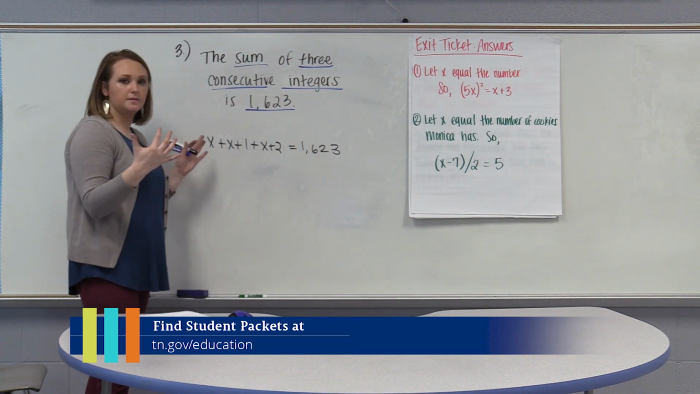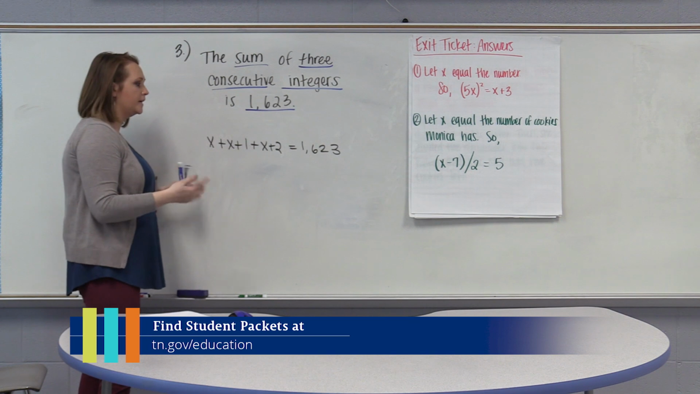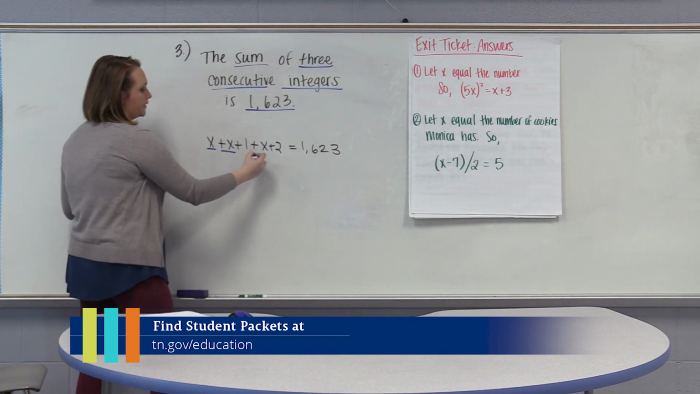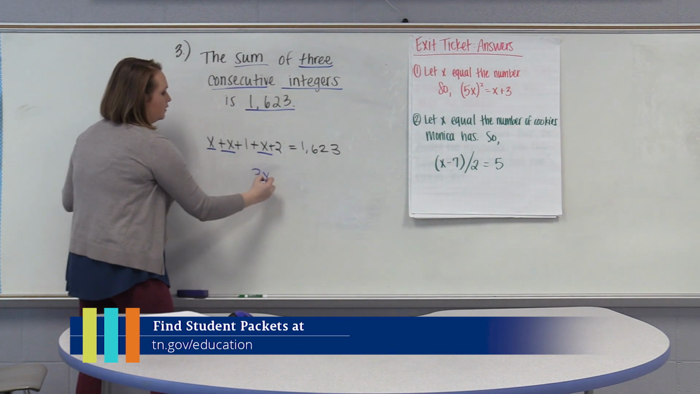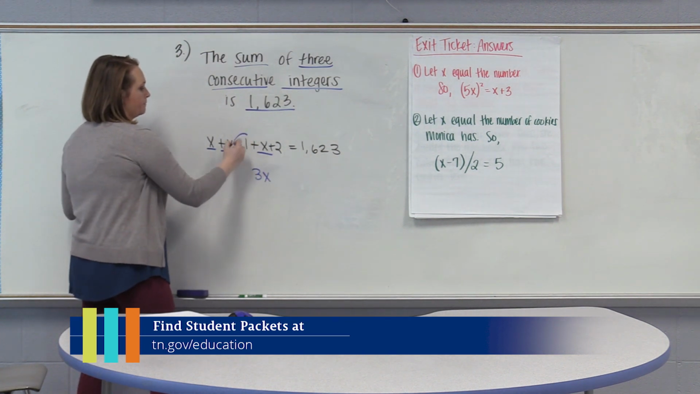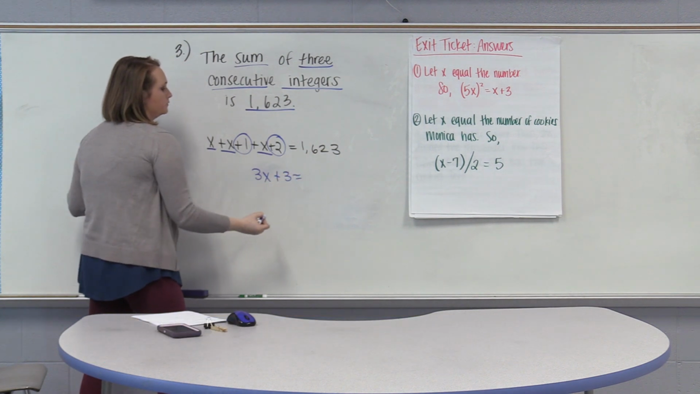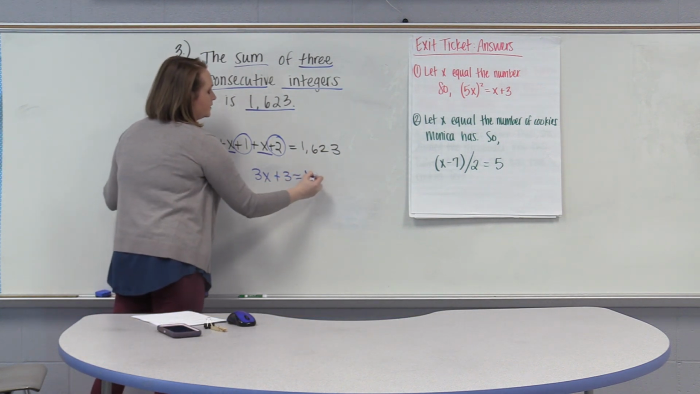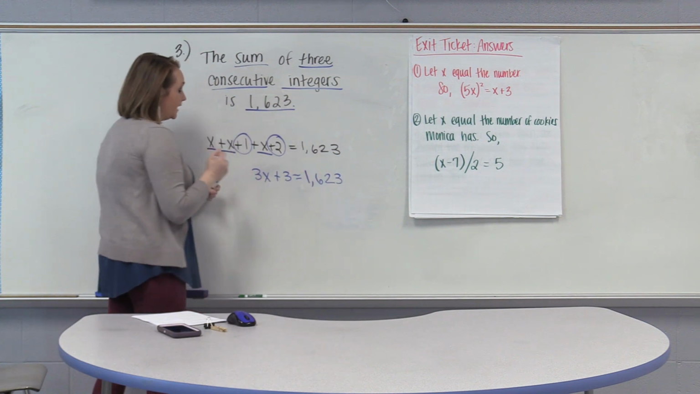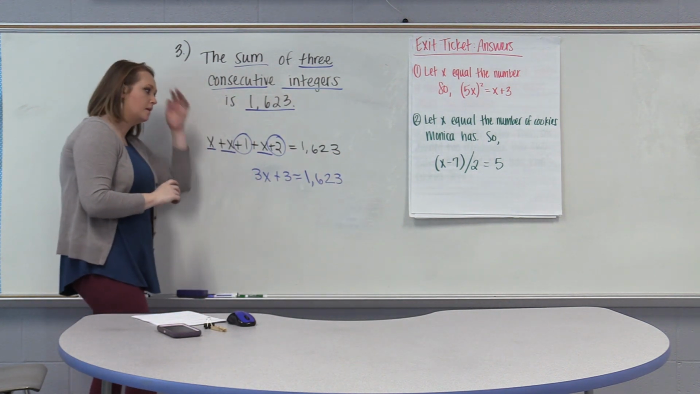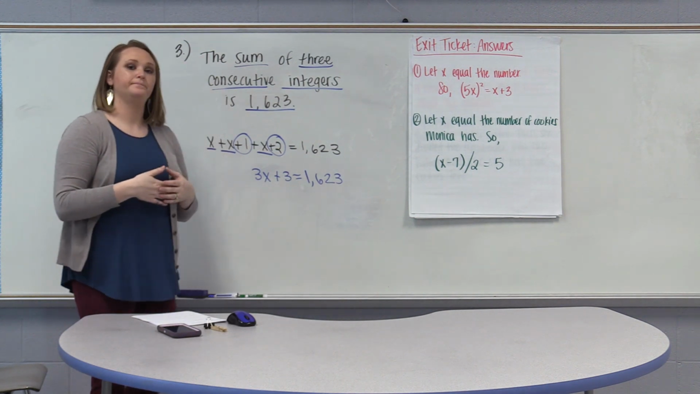Let's go ahead and make this a simpler equation. Let's simplify it by combining like terms. X plus x plus x would give me 3x. And then 1 plus 2 would give me 3. And that's equal to 1,623. So we have done one of the 5 practice problems that we have provided for you.